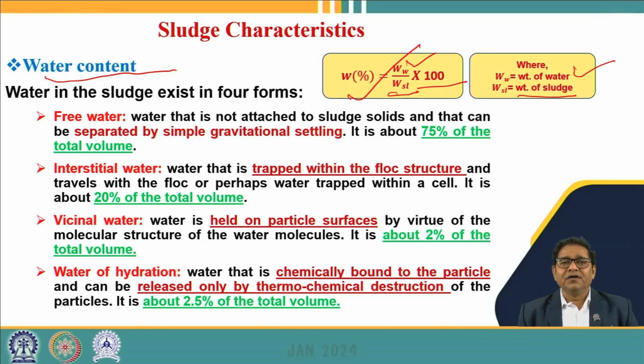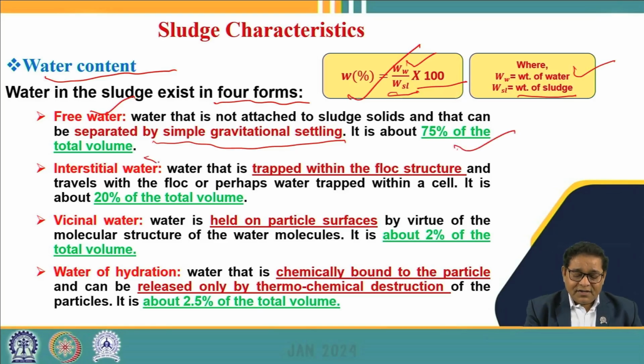The water in the sludge may exist mostly in the following four forms. First is free water. Free water means the water which is not attached to the sludge solids, and it can be separated by simple gravitational settling. It constitutes around 70 to 75% of the total volume.